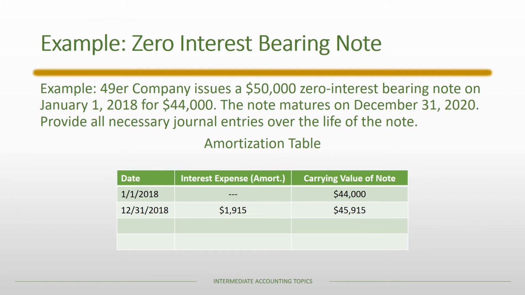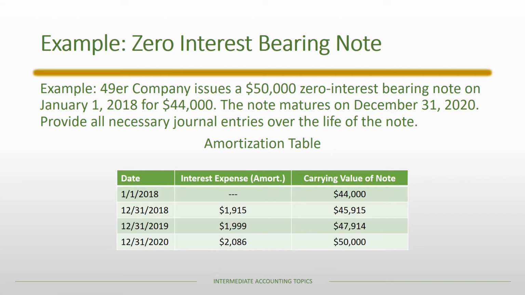The first line in the amortization table that we see here is at the end of 2018. The interest expense of $1,915 is the yield that we calculated within this note, and we apply that yield to the carrying value of the note, just like we had done with bonds. And we can see that in this case, because the interest expense is unpaid, the carrying value of the liability is going to increase.